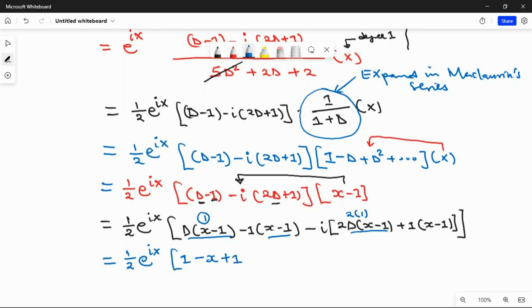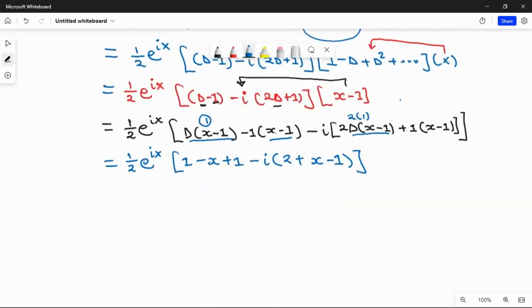Let's open the other bracket. So minus iota. Here we'll have 2. Then plus x minus 1. Of which, if I simplify this further, this is what I'm going to get. So it will give us 1 over 2 times exponential iota x times, so this will give us 2 minus x. And now we have minus iota times 1 plus x.